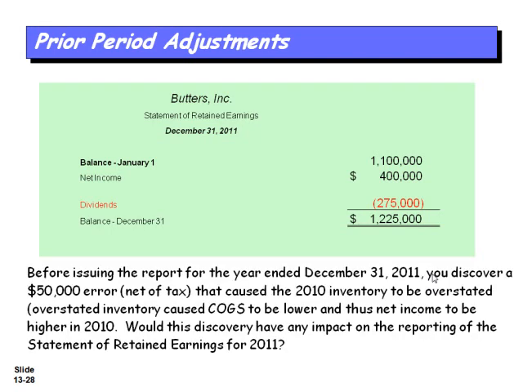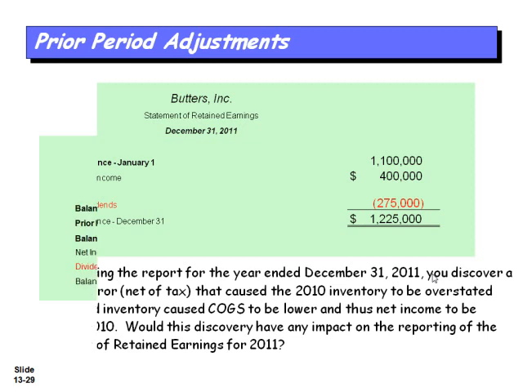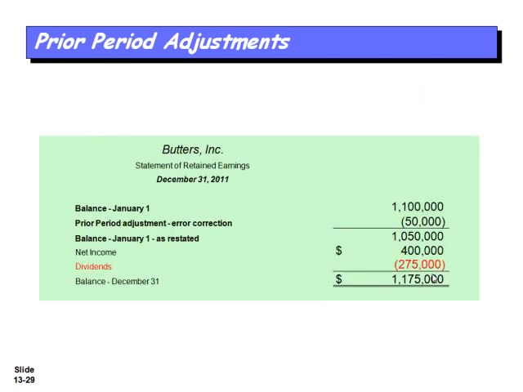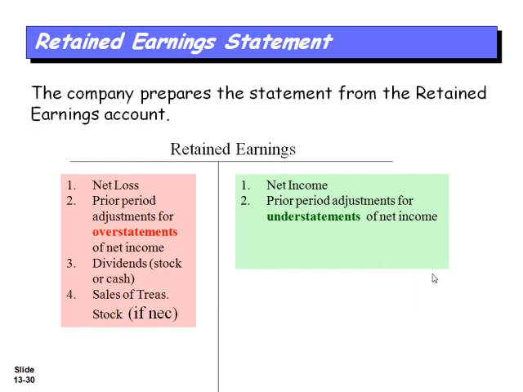Before issuing the report for the year, you discover a $50,000 error on the inventory. This caused 2010 inventory to be overstated, which caused cost of goods sold to be understated, and net income was reported higher than it should have been in 2010. So for 2011, we want to adjust that $50,000, and this is how it looks. Beginning balance, adjustment, which would reduce. Remember, that's a loss. We overstated profit in the prior year, so we're reducing retained earnings, and our balance here is going to be $50,000 lower.